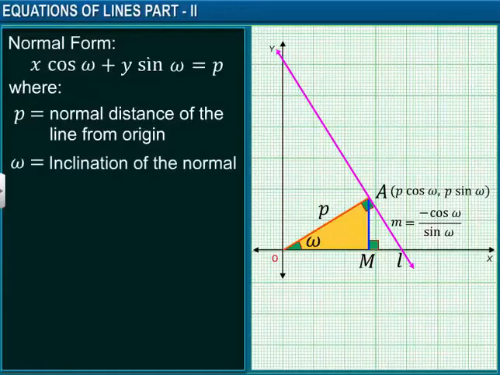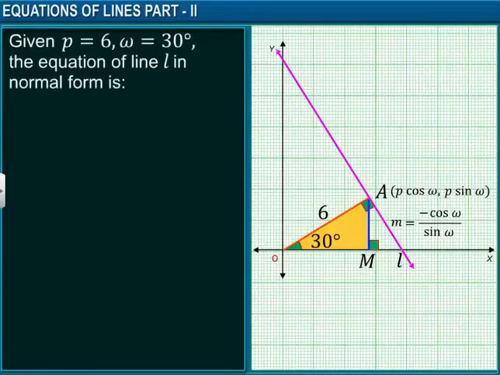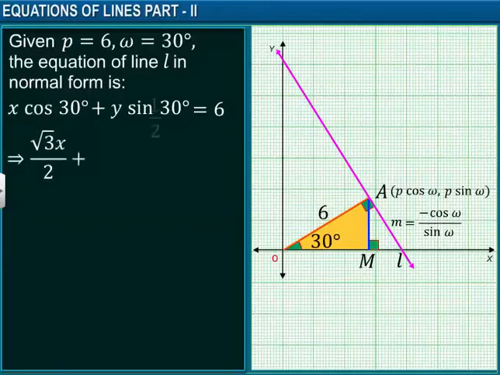For example, let us find the equation of the line whose normal distance from the origin is 6 units and the angle that the normal makes with the positive direction of the x-axis is 30 degrees. Using the normal form, the required equation of the line is under root 3x plus y minus 12 is equal to 0.